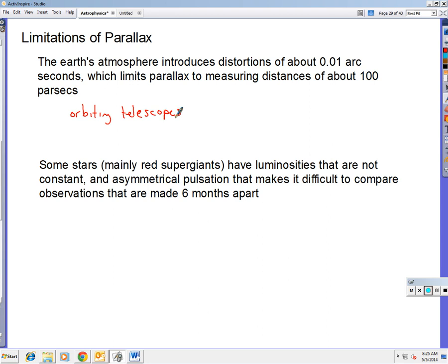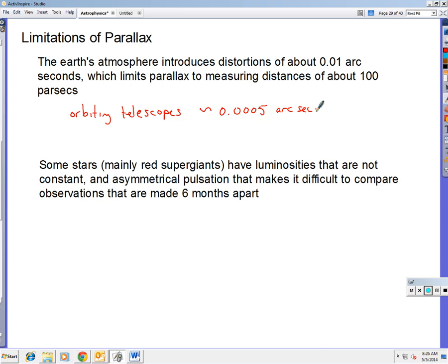Orbiting telescopes can measure parallax angles down to about 0.005 arc seconds. And so with the, I forget what the name of it was, but there are some satellites that have gotten parallax measurements to most of the stars in our neighborhood within several thousand parsecs away.